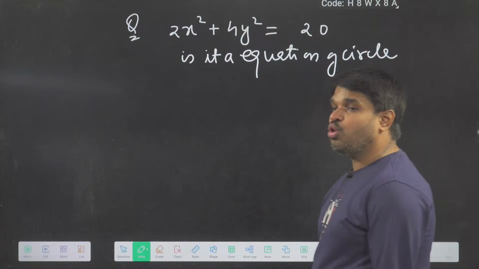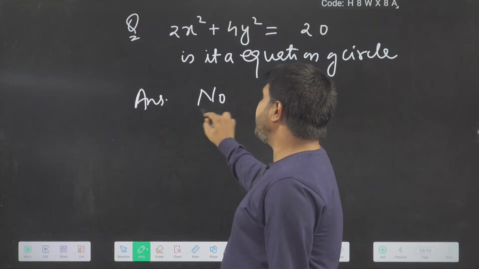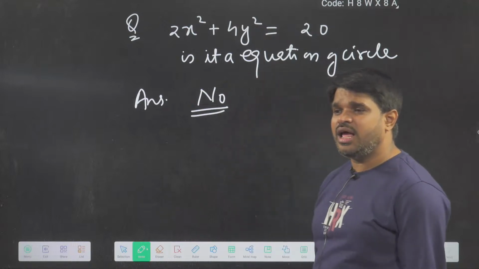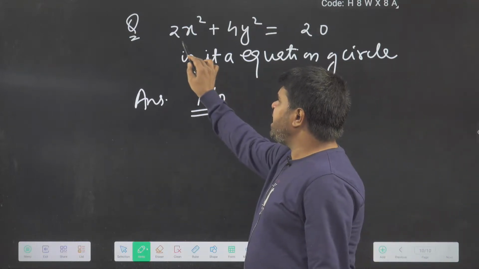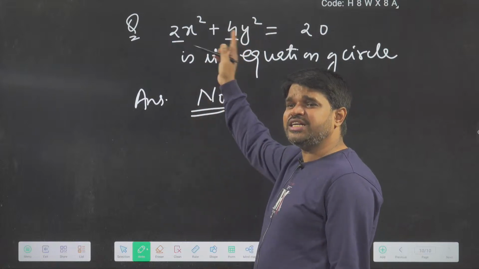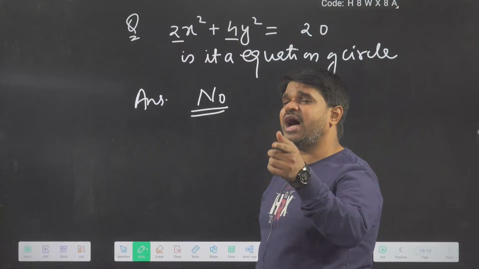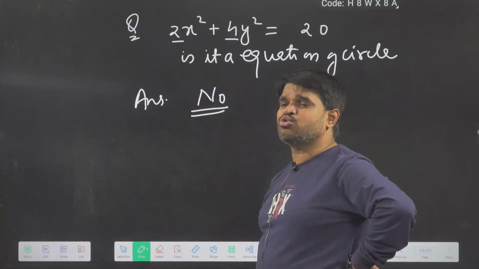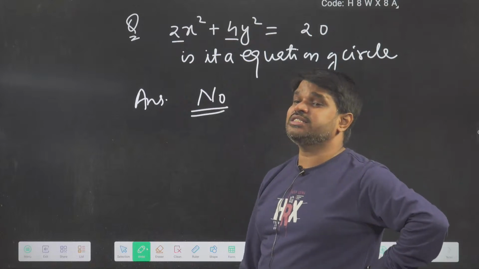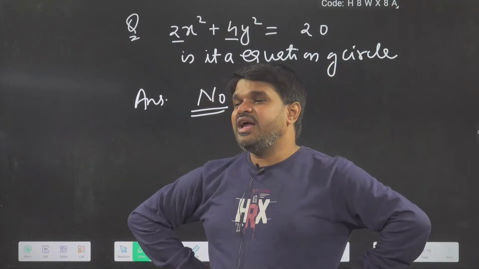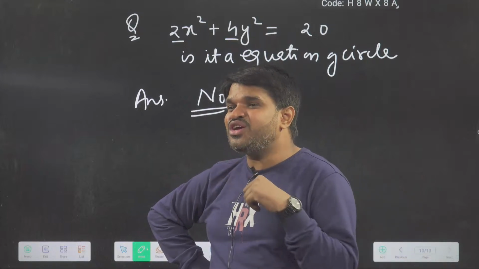No. The answer to this question is no. It is not an equation of a circle. Understand how. If I take common, the coefficients of x square and y square are not the same. So I can never make the coefficient of x square and y square as 1. So it is not the equation of a circle. Now the question is, if it is not the equation of a circle, this might be the equation of something, na?